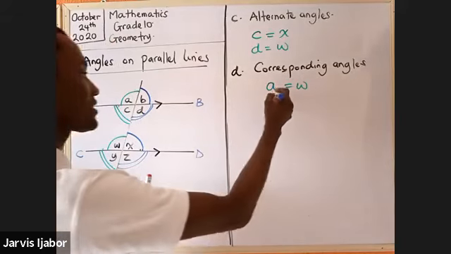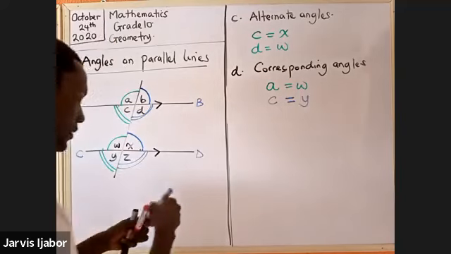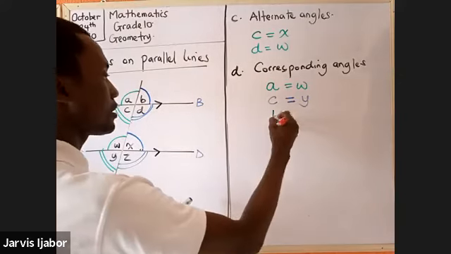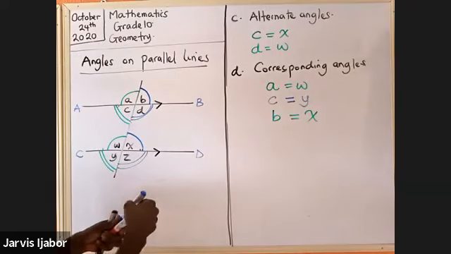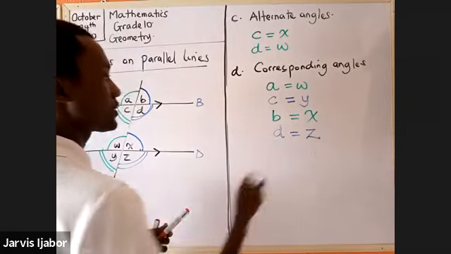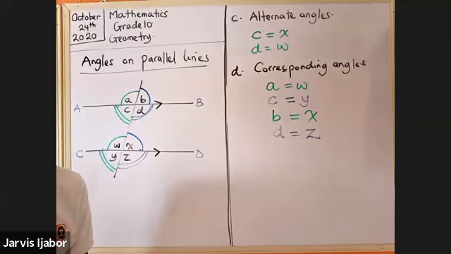You're going to have that C is equal to Y, just using different markers to show. Then you're going to have that B will be equal to X, and D will be equal to Z. So that's that for corresponding angles. Are we together? Good.